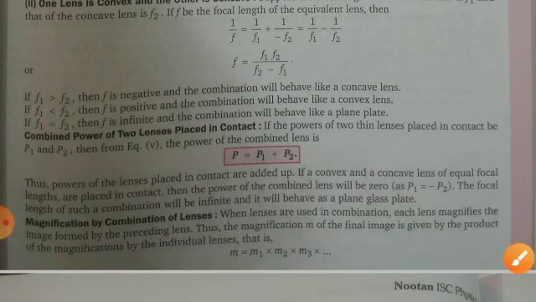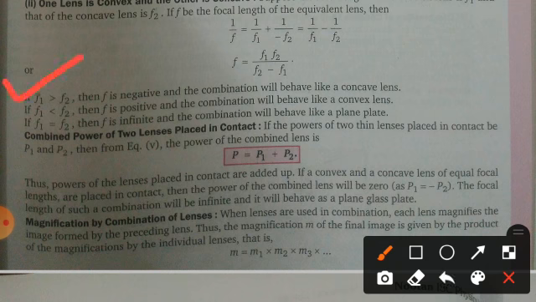Fine. Now there are a few cases given here. What happens if the focal length of the first lens is greater than the focal length of the second lens? Then in that case f is negative and the combination will behave like a concave lens, because the focal length of a concave lens is taken as negative. Now take the second case: if f1 is less than f2, then f is positive and the combination behaves like a convex lens.